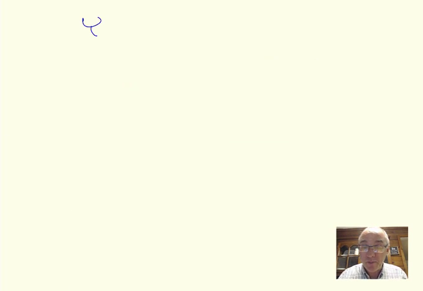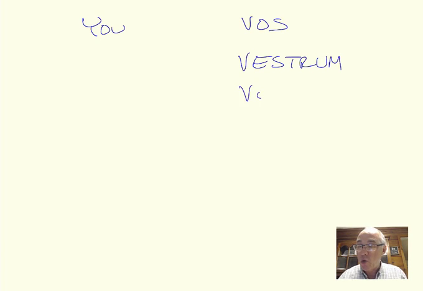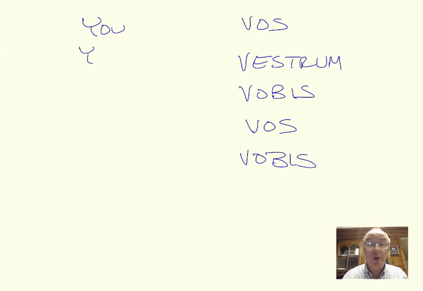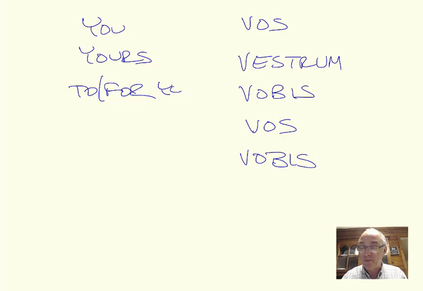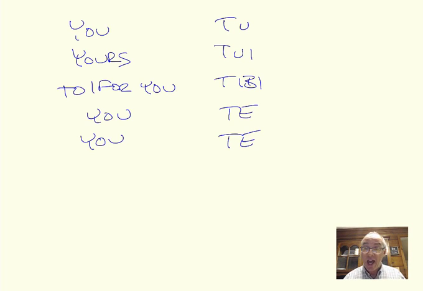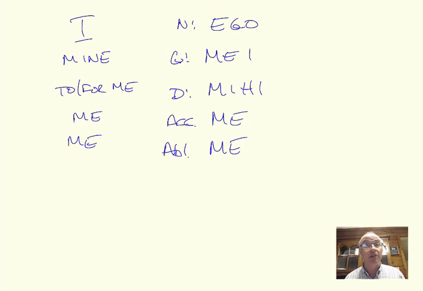And then you, plural. Vos, vestrum, vobis, vos. I misspelled that. Bear with me. Vobis, vos, vobis. You, plural. Yours, plural. To or for you. You, the direct object, or you as the object of the preposition. I think you can see in some of these, just like Latin, we have different words, especially I, mine, and for me. Three different words. Latin has 5. Well, really 4, because the accusative and the ablative are the same.